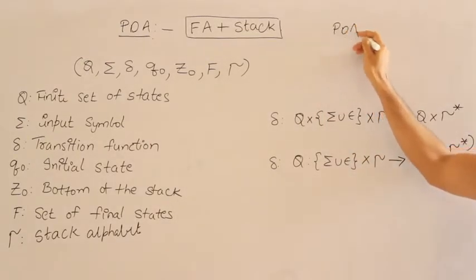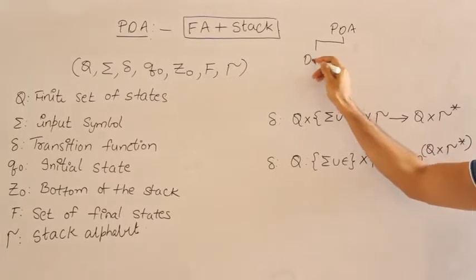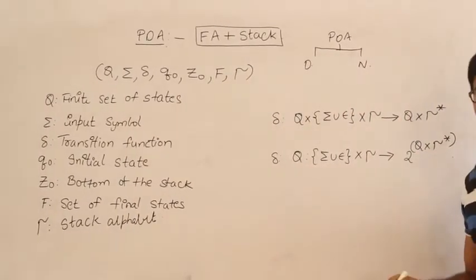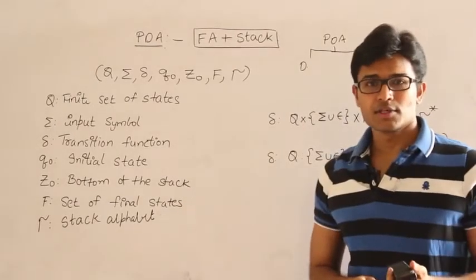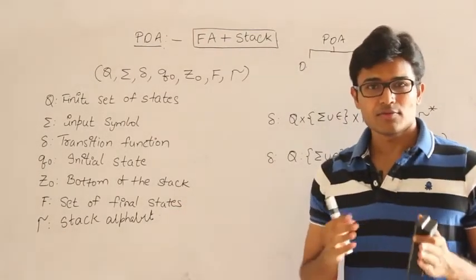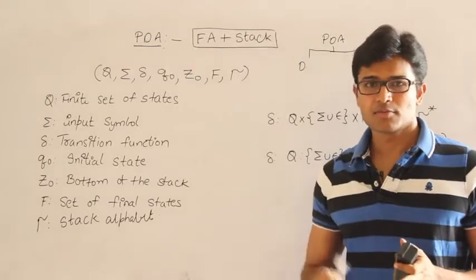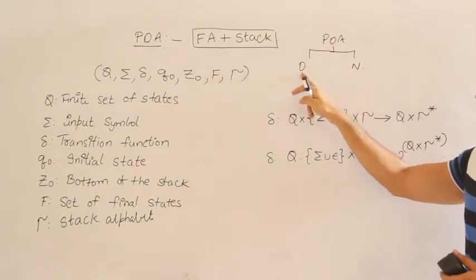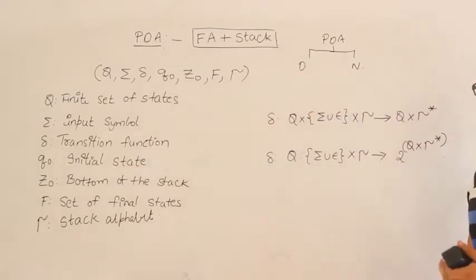Push-down automata are again of two types: deterministic push-down automata and non-deterministic push-down automata. Similar to finite automata, which were also of two types, deterministic finite automata and non-deterministic finite automata. Similarly, push-down automata are also of two types: deterministic PDA and non-deterministic PDA.